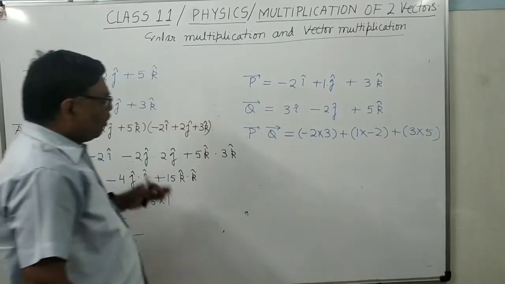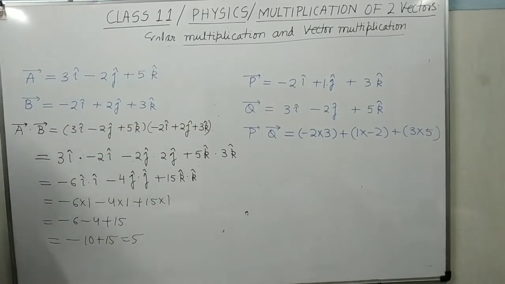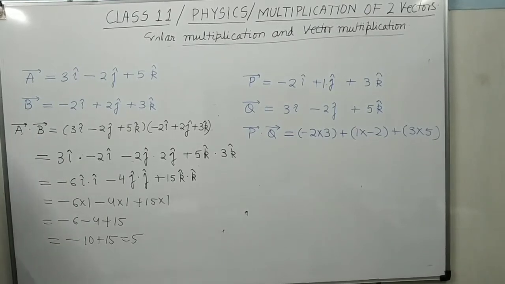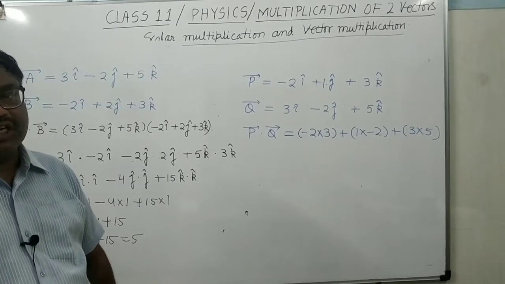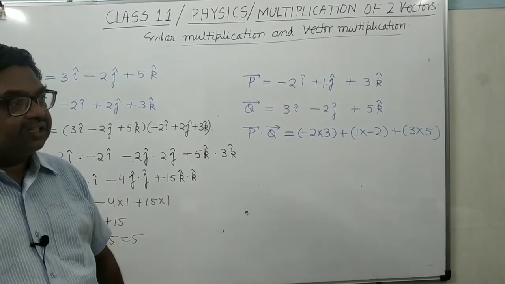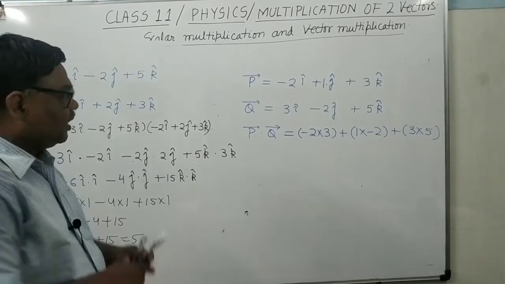No need to adopt so much lengthy process. It is clear. This I have done only for explaining. When you have to find, you simply do it that way. What will you do? You will multiply the x component, y component, z component with sign. It is clear? And then add them.